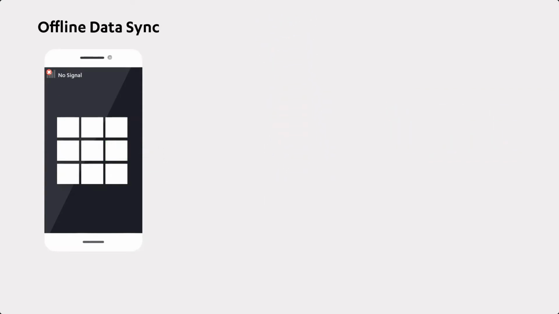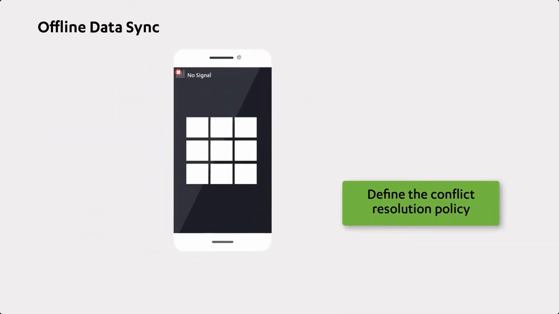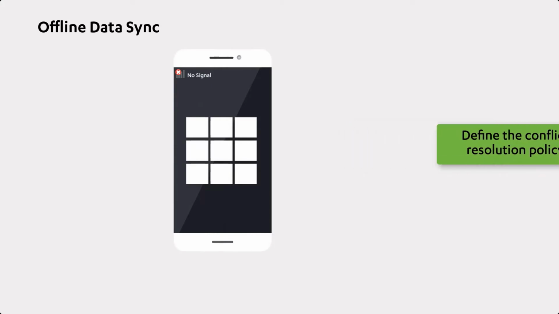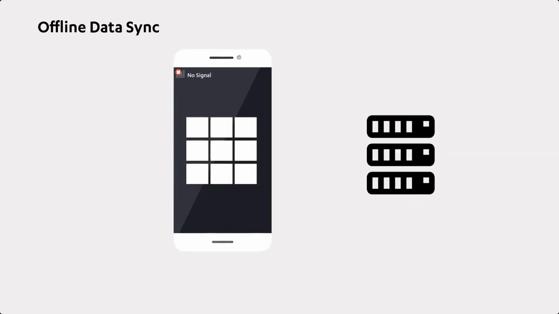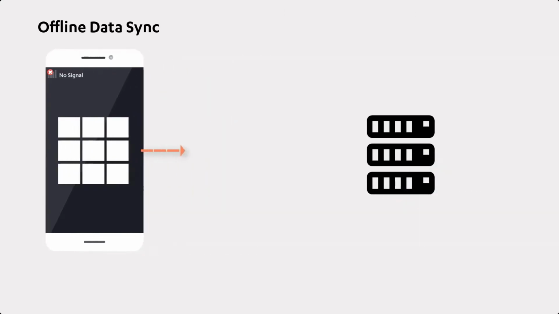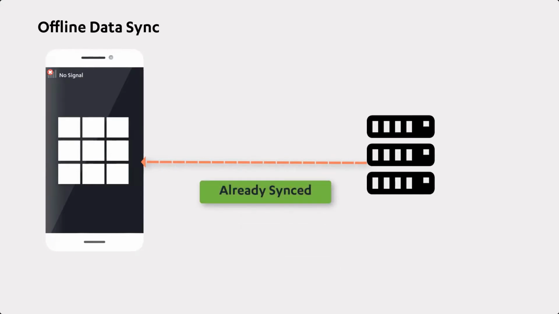In case of any conflicts between the client and server updates, you can define the conflict resolution policy. The server maintains an upload cache for 24 hours. So, if the app sends the same data again, then the server informs that the data is already synced.